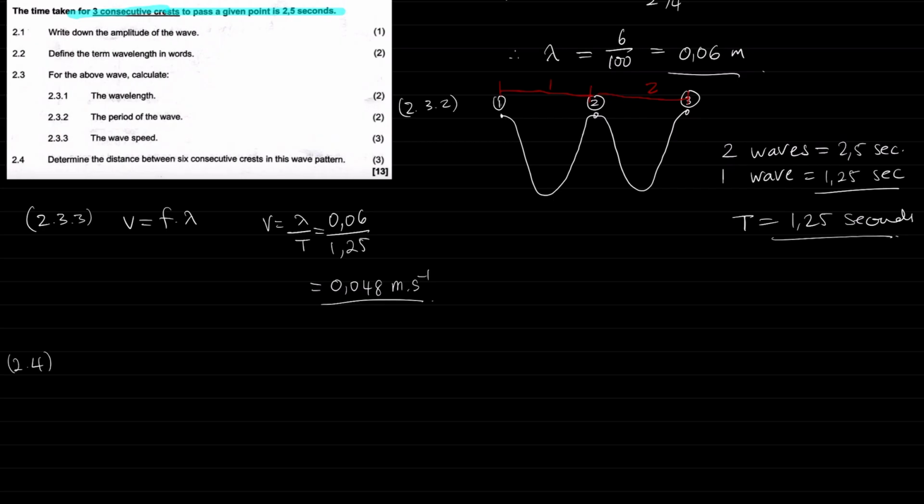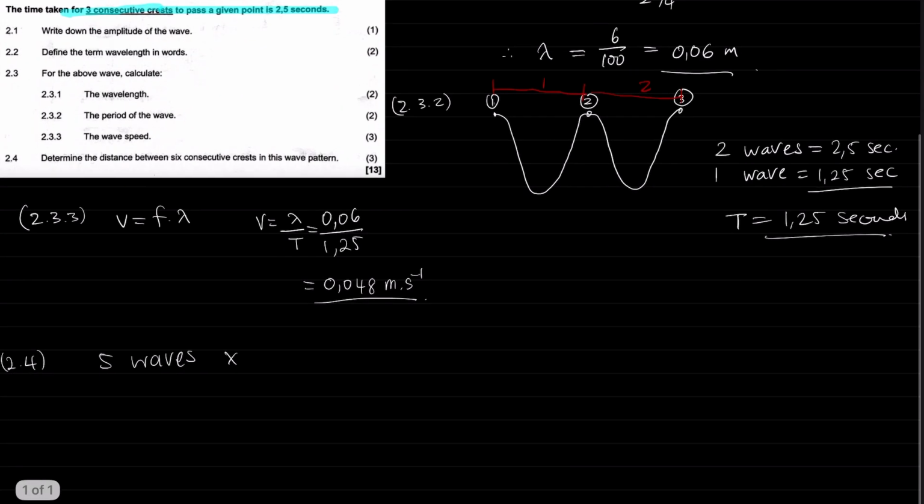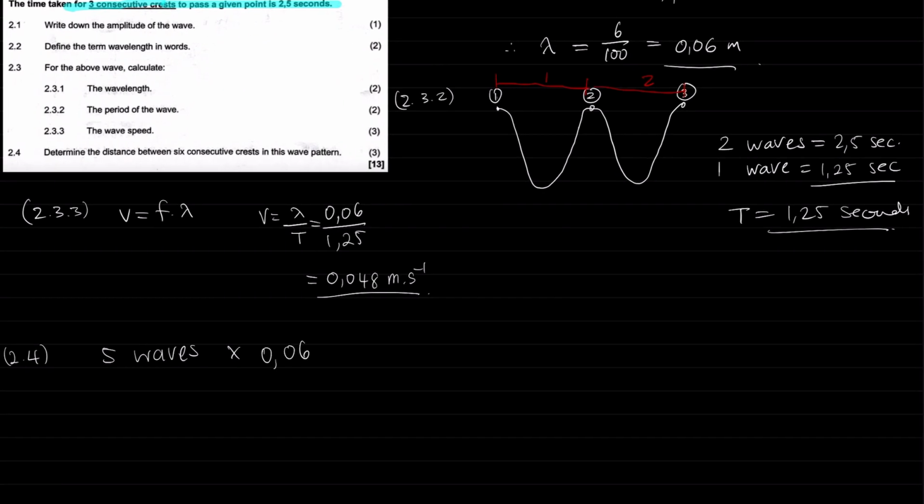Okay, and the last question, 2.4. Determine the distance between 6 consecutive crests. Now we've already done this experiment here. We kind of figured it out. So 6 crests is going to be 5 waves. So they want to know what is the distance for 5 waves. Well, we know the distance for one wave, so we're just going to multiply it by the distance of one wave, which is 0.06. So 5 times 0.06, or 5 times 6 if you want it in centimeters, you're going to get 0.3 meters, or 30 centimeters.